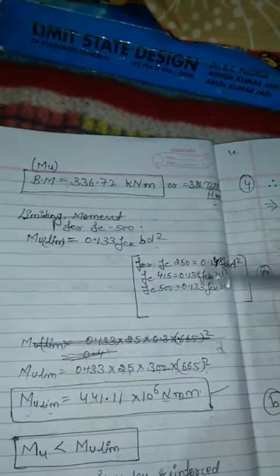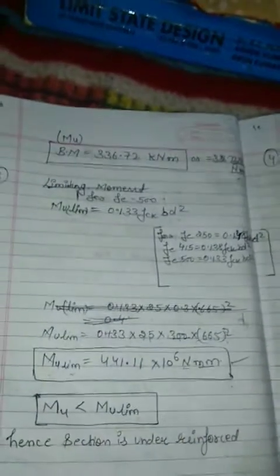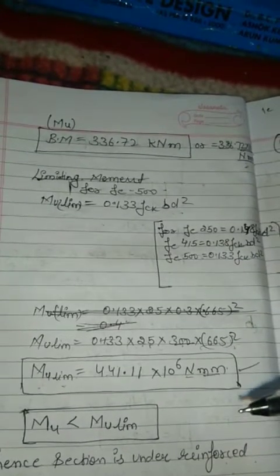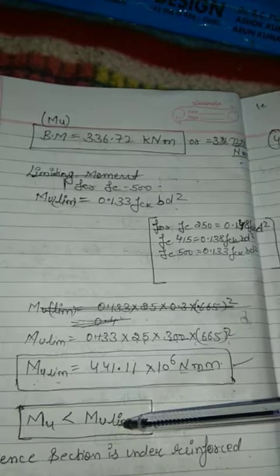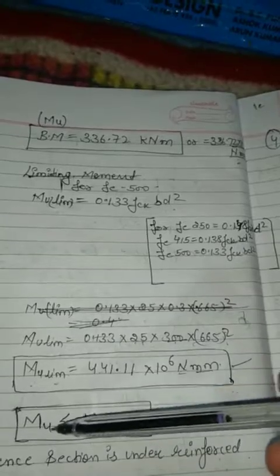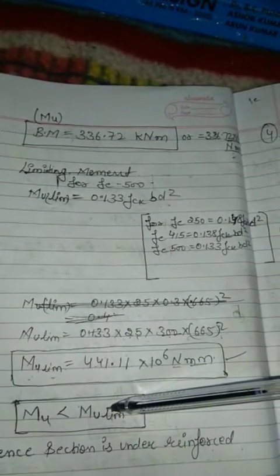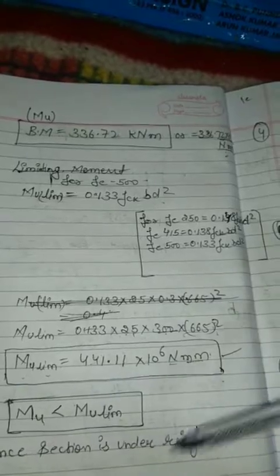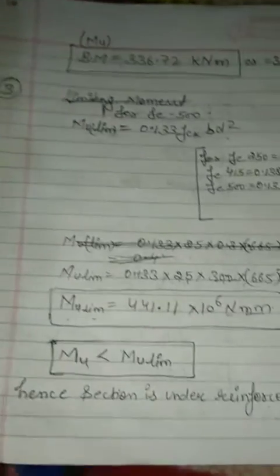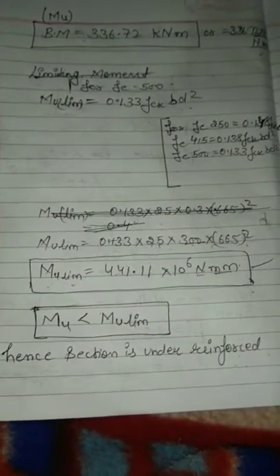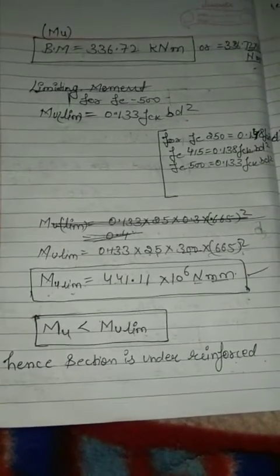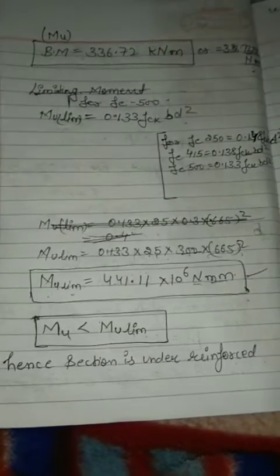Now we'll just do a check. We'll compare the value of moment with the limiting moment. We can see here that Mu is less than Mu limiting, so this section will be designed as an under reinforced section. First of all we need to calculate whether the section is going to be under reinforced, over reinforced, or balanced section. It depends upon problem to problem.